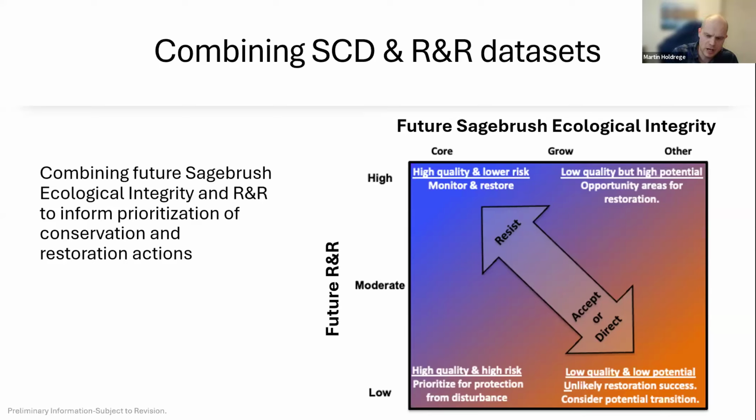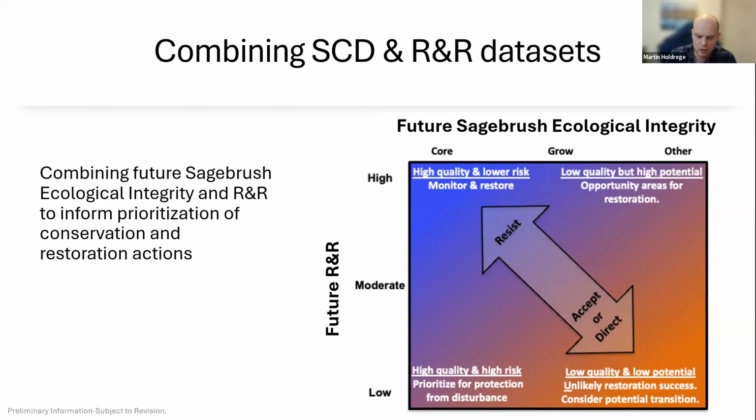If you were in the top left, for example, you'd be in a place that's projected to be a core sagebrush area and also have high R&R. So a place where you'd likely want to consider resisting ecological change. There's a lot of potential there. The top right is a little more complicated. It's a place that's potentially degraded, but may have higher R&R in the future. And so there may be potential for restoration to be quite successful.